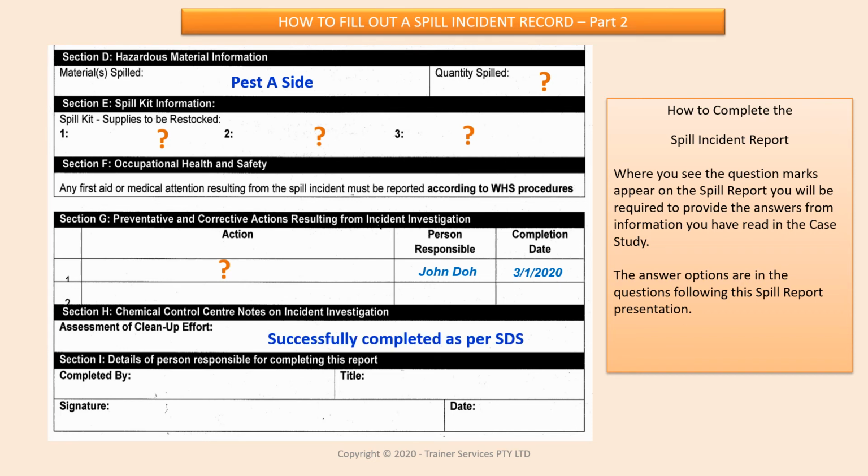In section H, you need to fill in your assessment of the cleanup effort, which could just simply be successfully completed as per safety data sheet. In section I, the report needs to be signed by the person responsible for completing it and the date on which it was completed.